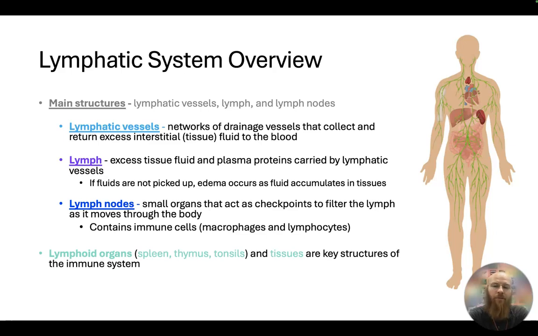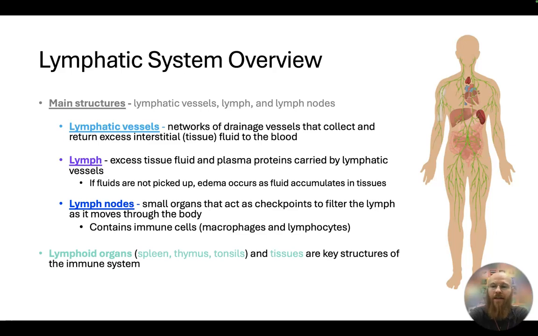And then finally, we have our lymph nodes. These are those small organs that act as little checkpoints. They're basically little filters along the way of those lymphatic vessels, and they continue to help filter out any sort of harmful or foreign substances as it returns into circulation. They contain your immune cells, such as macrophages and lymphocytes.